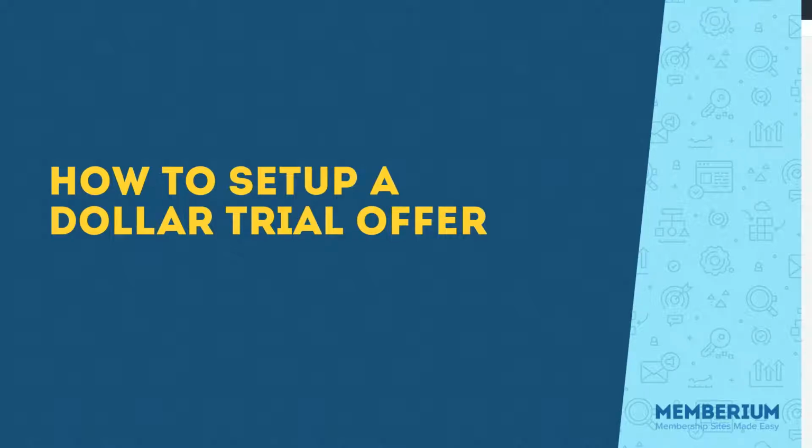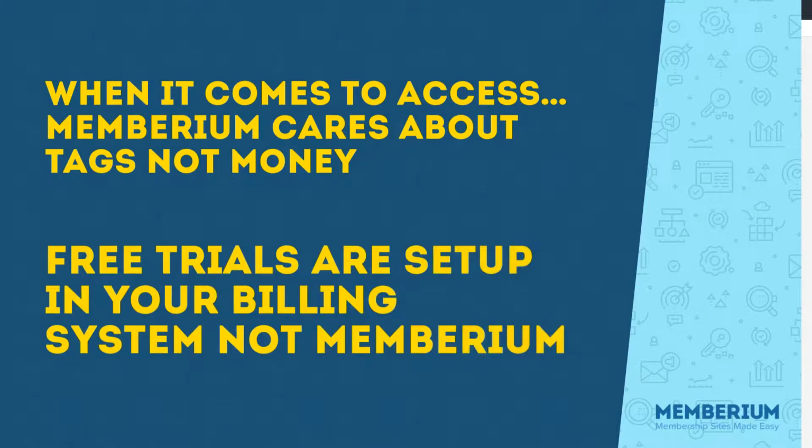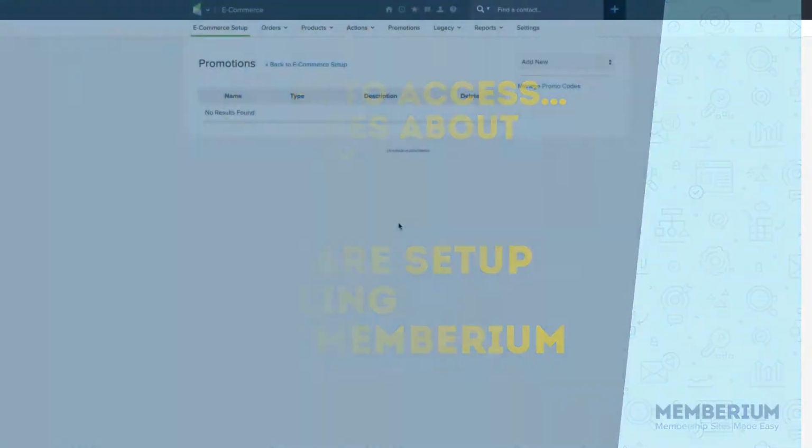Now, first things first, when it comes to these free trials and all the offers that you can do with the orders, I want to make it clear that Memberium doesn't really look at the money when it comes to access. Memberium focuses on the tags that a user has. So Memberium isn't going to see if the user has paid or if they're in a free trial period or any of those things. Memberium looks at tags. So all the free trials, upsells, and offers that you do are going to be set up through Infusionsoft, whereas the actual access is controlled by the tags through Memberium. So with that being said, everything that we're going to do today is actually in Infusionsoft.